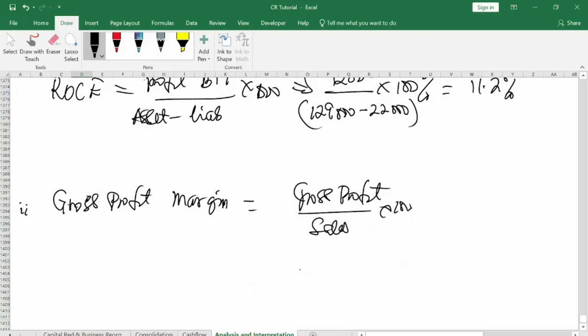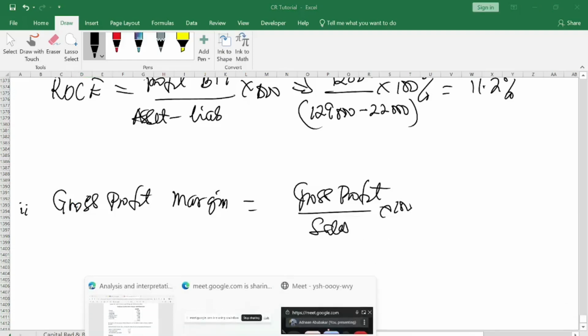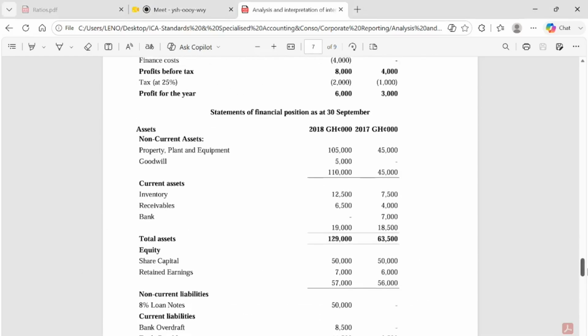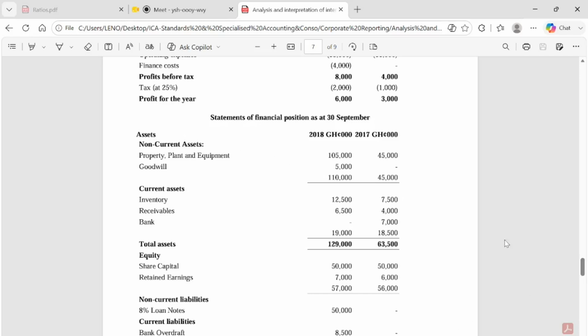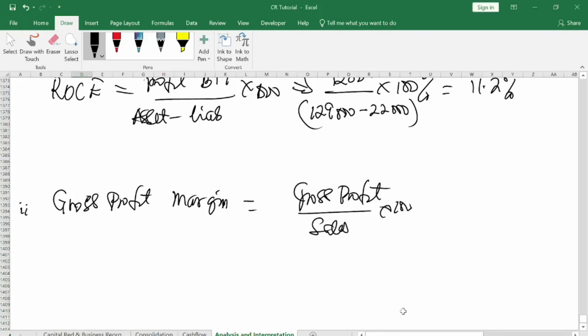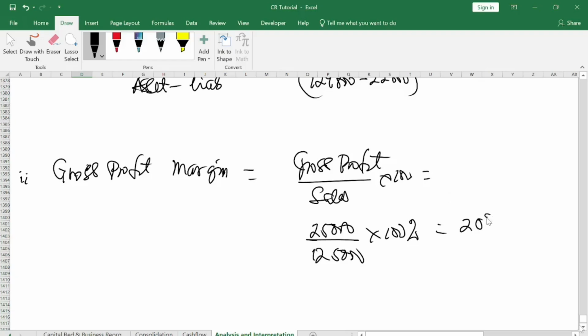Here, what do we have? We have our gross profit. How much is our gross profit? Check it. The gross profit is 25,000. We all can see it there. 25,000 all divided by sales. Sales is 125,000. So 25,000 divided by 125,000 times 100. What do you have? 20%.